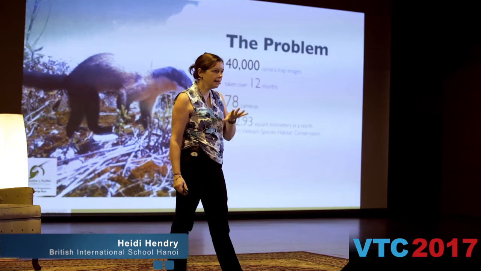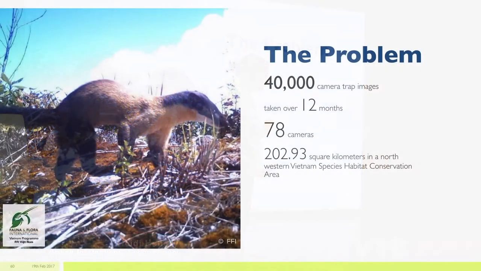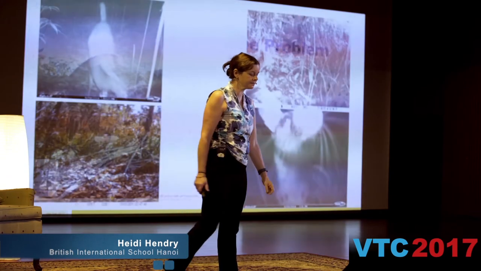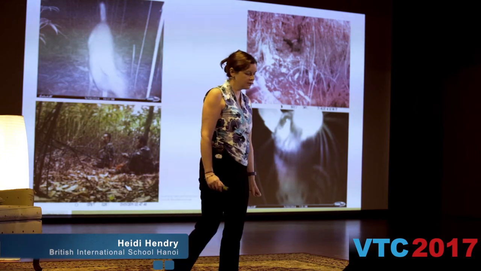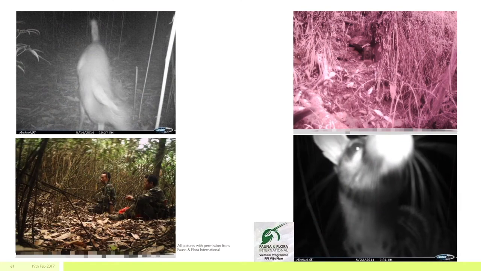These animals are notoriously shy of humans, which is actually why they still live. This particular survey had been laid out in a northwestern Vietnam species habitat conservation area near the edge of the Himalayas. We had 78 cameras. They'd been placed in 202 square kilometres of remote forest over 12 months, and FFI wanted to know what animals were out there. With 40,000 images to sift through and attempt to identify species, this had been put in the too hard basket. As you can see, most photos were blurry, empty, and sometimes had completely the wrong species in them.